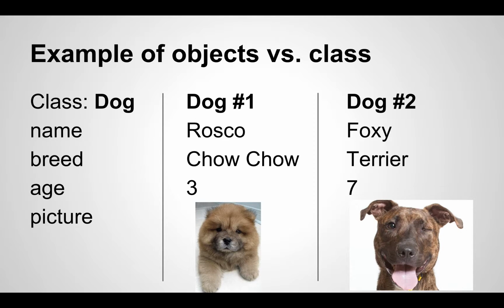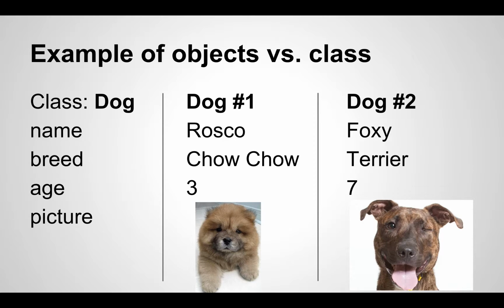Now, here is a more concrete example of objects versus classes. On the left column, you have a class called dog. A dog will have a name, a breed, an age, and let's say a picture. Now for dog number one, the name becomes Roscoe, so it's actually real now. At the class level, things are still a little bit abstract, but once you instantiate it into objects, such as dog one and dog two, now things are more real.